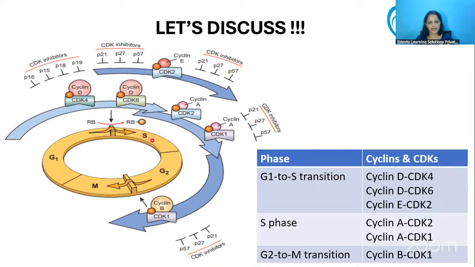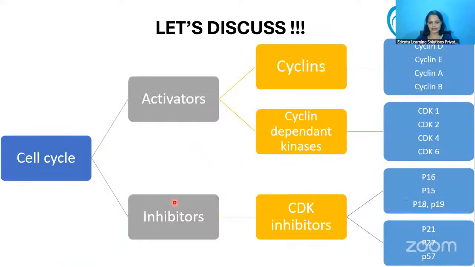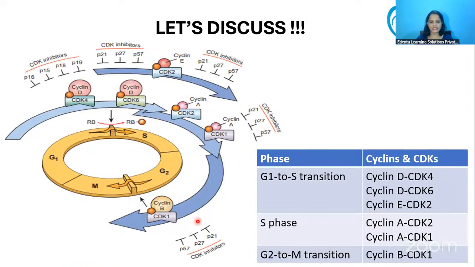In the S phase, the cyclins needed are cyclin A and CDK2, and cyclin A and CDK1. If these are present, it will move from the S phase to the next phase, that is the G2 phase. From G2 to M, the main cyclin involved is cyclin B and CDK1. In the question it was asked which of the following cyclins is involved in the G2 to M transition in the cell cycle. The G2 to M transition is mainly mediated by cyclin B.